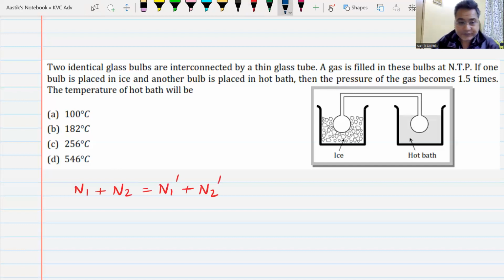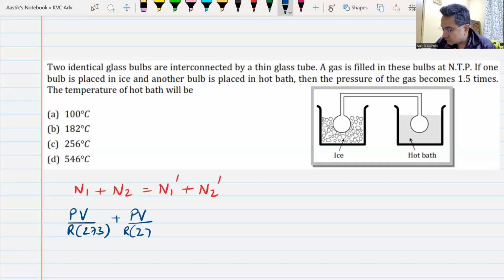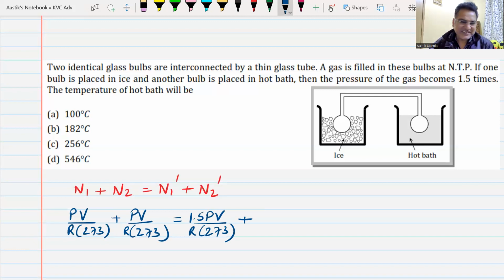Initial pressure P into V divided by R into temperature 273. The number of moles in the second chamber will be the same. Pressure has become 1.5 but the volume remains the same. The temperature of the ice bath is the same. When everything is known, what is unknown? 1.5 PV divided by R into T. You understand this?